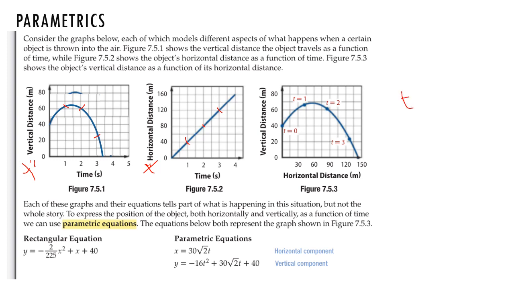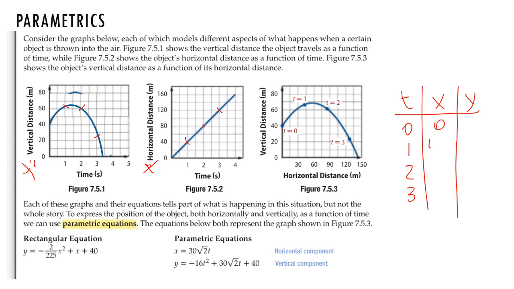So for t, we're using 0, 1, 2, 3 seconds. And we're going to compare it to the two other graphs. So the x graph, the horizontal distance, I'm going to fill in what the measurement was for time in each of those instances. So at 0, it was 0. At 1, it was 40. At 2, it was 80. And at 3, it was 120. And that's how far away it was from the position, which the original position was 0.